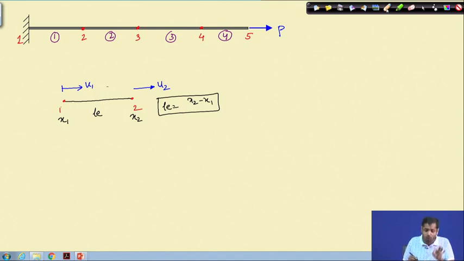You see, what is u1? u1 is the displacement at node 1 and u2 is the displacement at node 2. Now, if I want to know the displacement at any intermediate point between node 1 and node 2, suppose any arbitrary point, what will be the displacement? Because we do not know that displacement, we know the displacement only at the nodes.